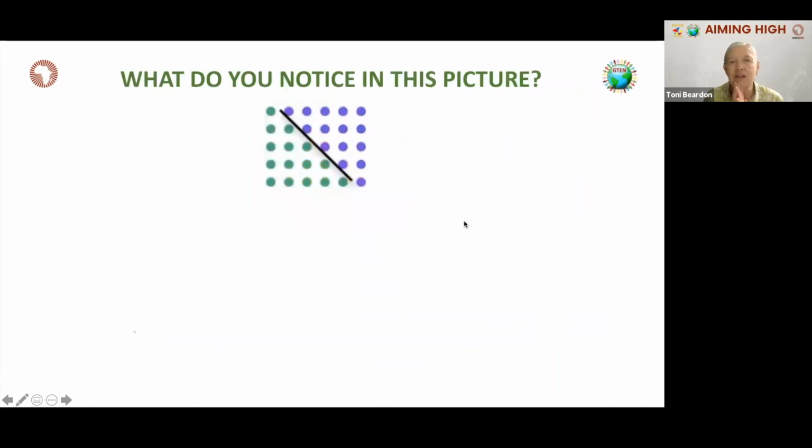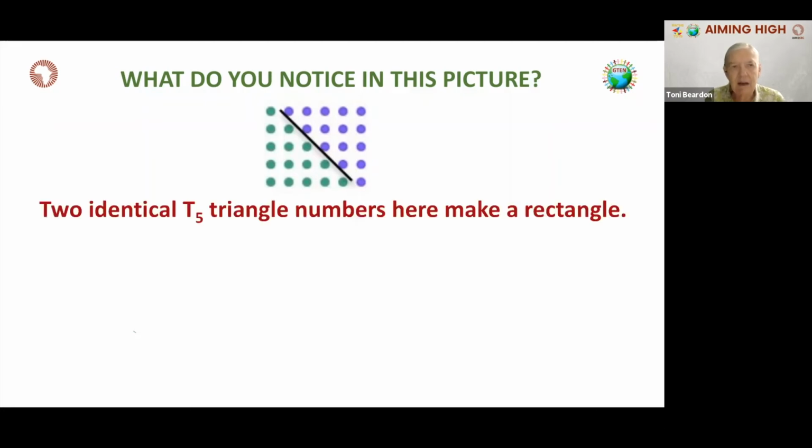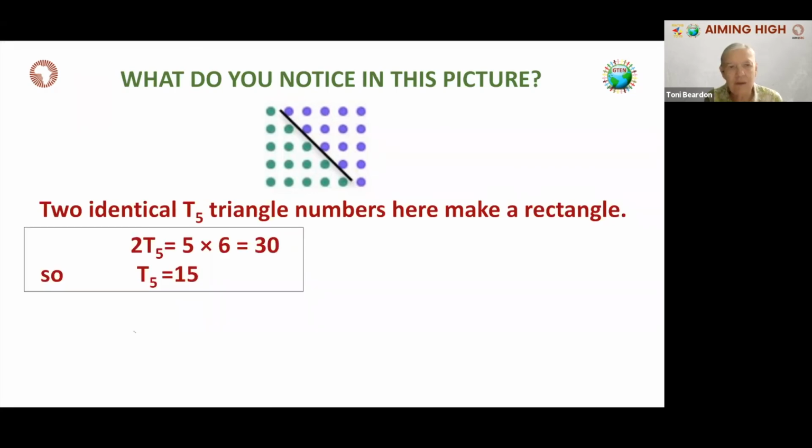Now, this looks similar, but it isn't quite the same. Those of you who are really observant and can remember the last picture will see that this is a bit different. We had not just the colours, but there's something very different about it. And there are two identical triangle numbers here, and they make a rectangle. And this is a bit reminiscent. It's a bit like Carl's method, isn't it?